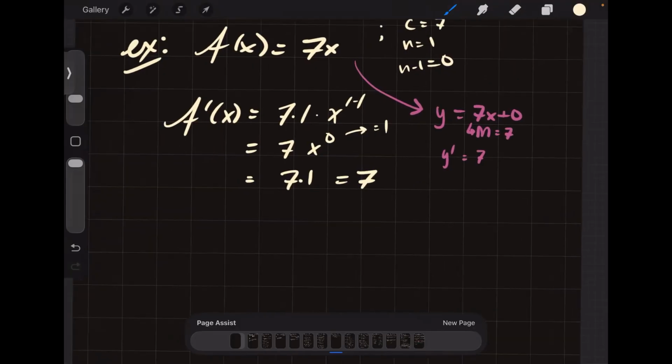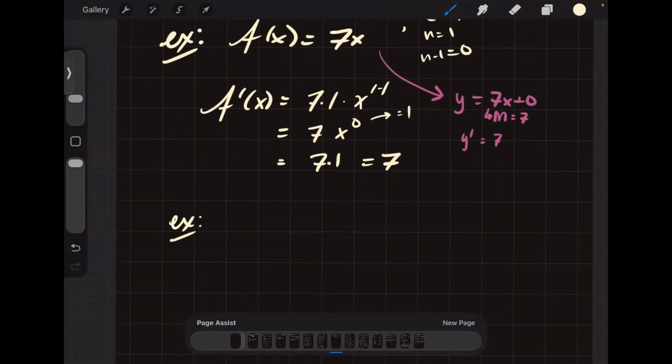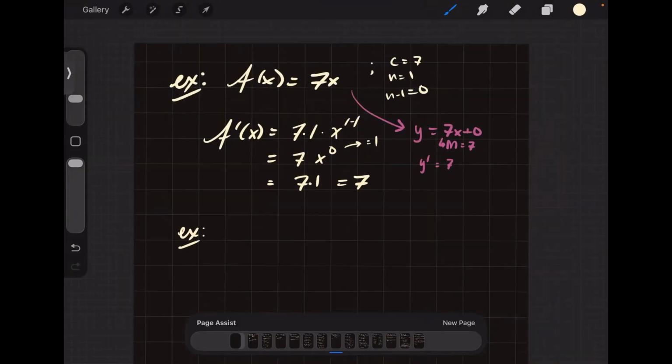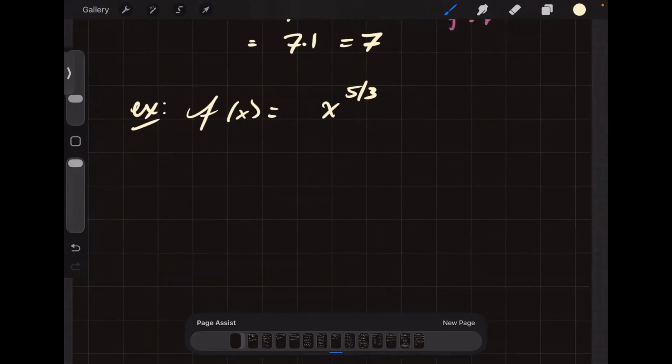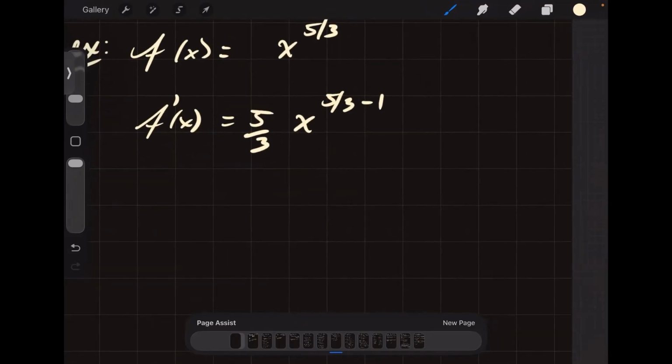But what if... what other what ifs can I cook? Oh, what if I have f of x is equal to x to the 5/3? Shoot, that's okay. f prime of x is equal to 5/3 x to the 5/3 minus 1, right? Which is equal to 5/3 x to the 2/3.